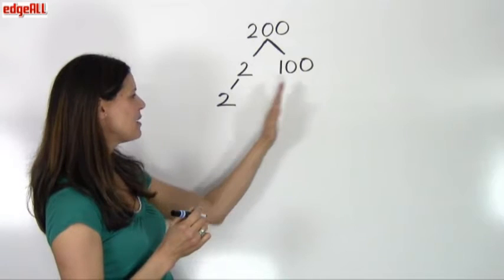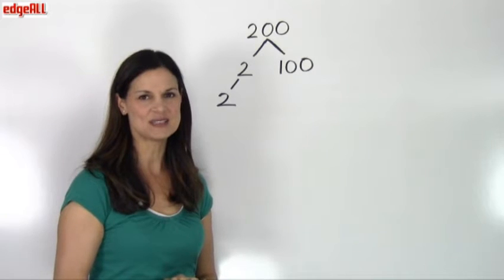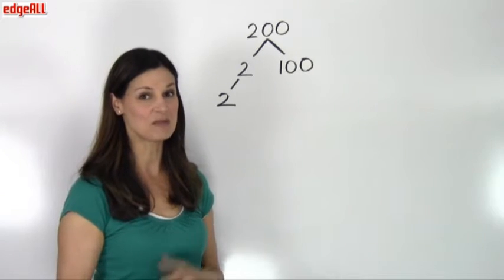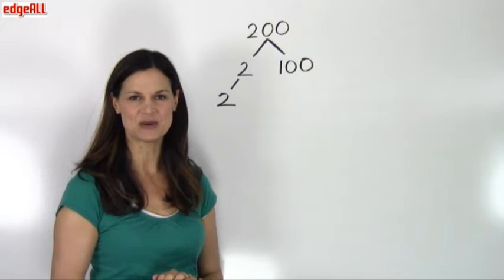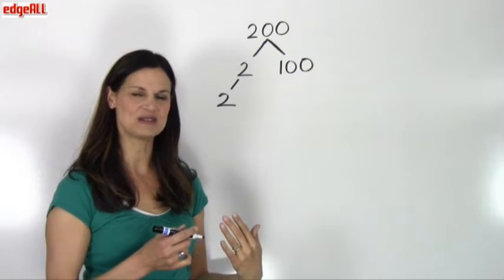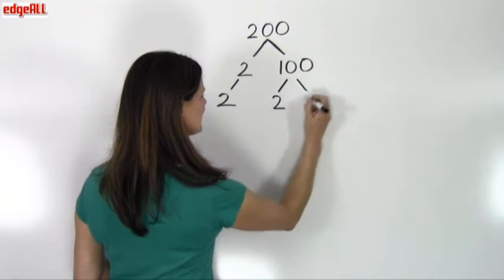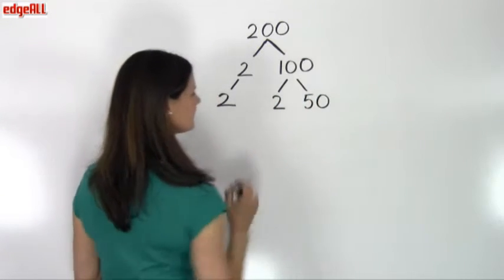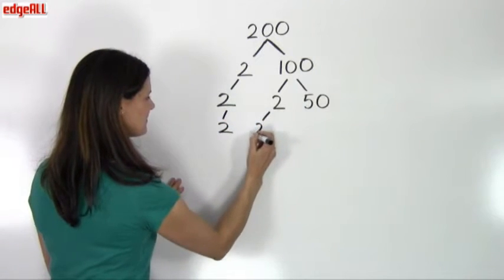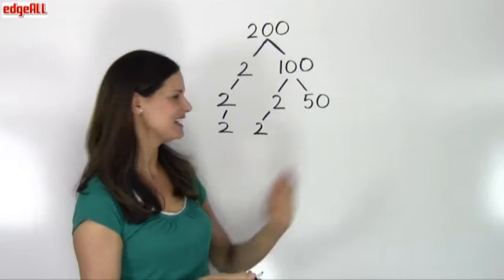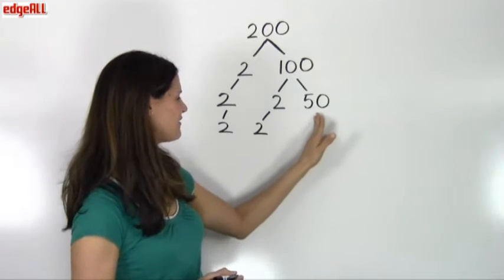So I leave my 2, but then I need to start working on my 100 and see, first of all, if it's divisible by 2. If it's not, then I move up to 3 and up to 5. But in this case, 100 is divisible by 2. So I do 100 divided by 2, which equals 50. And I break this 100 down into 2 times 50. Now, since 2 and 2 are prime numbers, I'm going to leave them on my next level of the pyramid and just focus in on working on breaking down the 50 to its prime factorization.